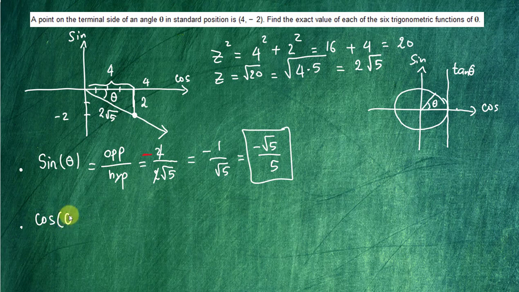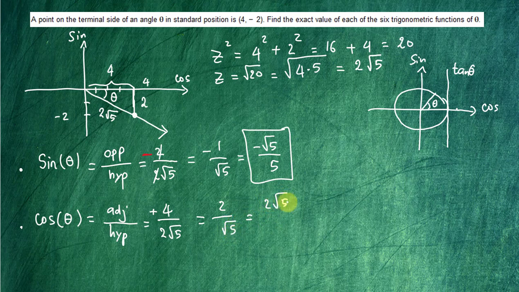Now to get cosine, we take the adjacent, divide by the hypotenuse. Cosine, adjacent is 4 units, divide by the hypotenuse 2 times the square root of 5. We project this point onto the cosine axis, and this is the positive cosine, so this is a plus, so that's good. 4 divided by 2 gives me 2 on the top, and then I multiply the square root of 5 on the top and the bottom to rationalize the denominator, and that is my answer.